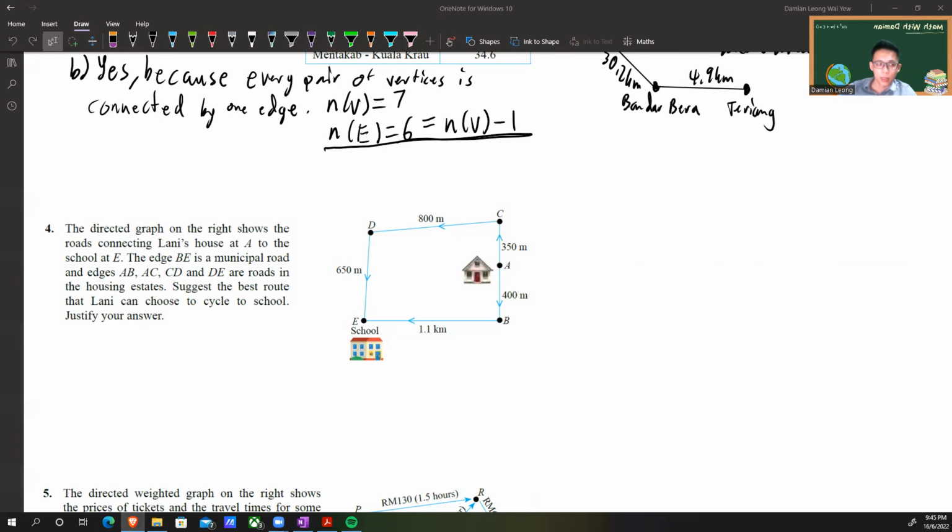So I think it's quite obvious considering how they specifically say municipal road like this. That's why the best route would be not taking the municipal road, means not going from B to E, which the only possible way is going this way. Yeah, which is actually a detour. Okay, so I can say best route is from A to C to D to E.